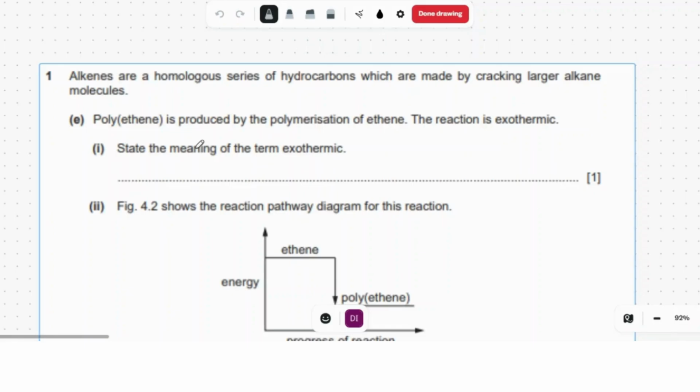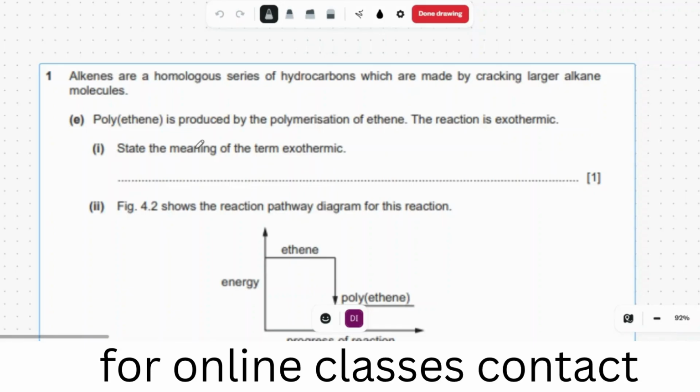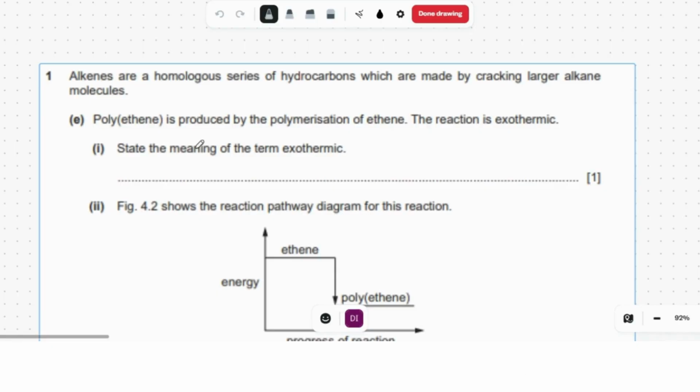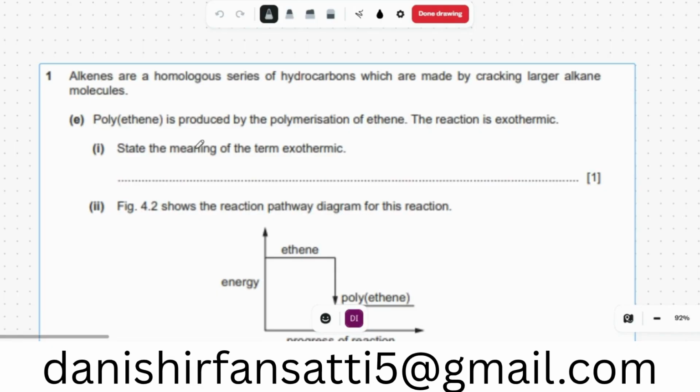Today we are going to talk about exothermic reactions and past paper questions. The first question: alkenes are a homologous series of hydrocarbons, which are made by cracking large alkane molecules. Polyethylene is produced by polymerization of ethene. This reaction is exothermic. State the meaning of exothermic reaction.